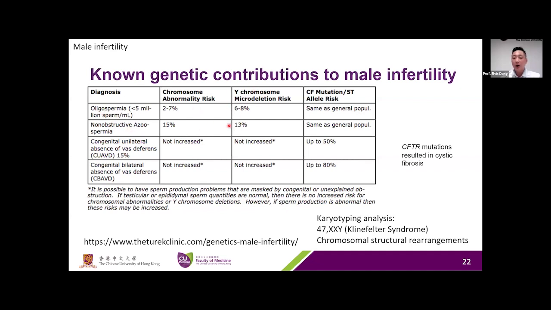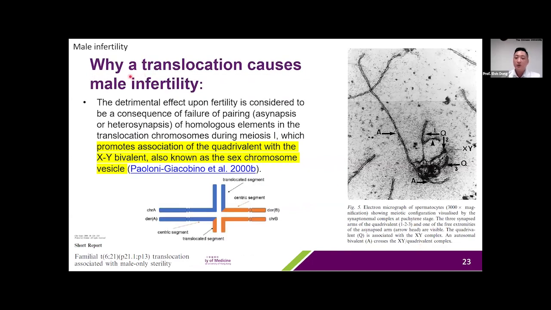The application of Y microdeletion is because we need to look at the AZF A, B, C regions, to see whether they have a significant deletion of A, or A, B plus C together, which can explain the reason for azoospermia. For the application of karyotyping, you have two detection scopes. One is to look at aneuploidy, such as cases with an additional X chromosome. The other scope is to look at chromosomal structural rearrangement, mainly karyotypical translocation. But you might ask why a translocation would cause male infertility.